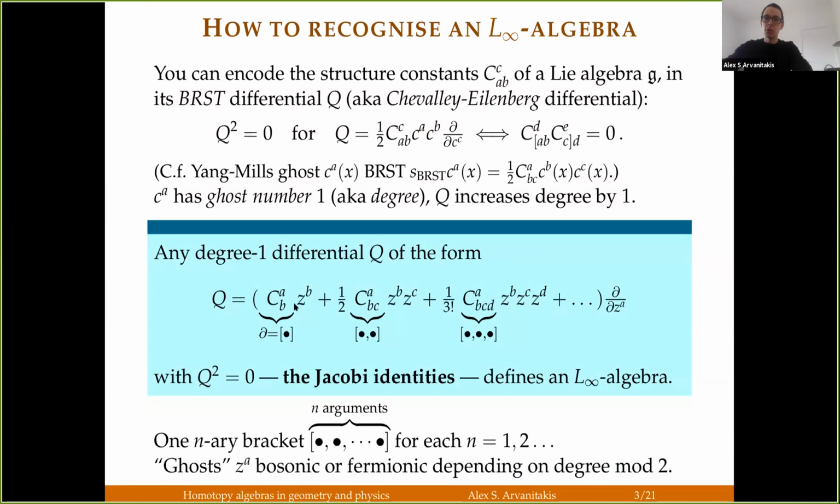You can also generalize to things which have a constant term, but these are no longer L-infinity algebras, and in fact they are very nasty and are to be avoided.